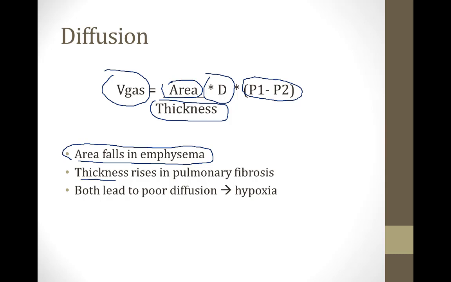The thickness rises in pulmonary fibrosis. So when you have fibrous tissue laid down, it makes the alveoli and the lungs very thick, and it's hard for gas to diffuse across those. So in both conditions, you get poor diffusion, and this causes hypoxia and elevated levels of carbon dioxide because you can't bring the oxygen into the body and you can't get the CO2 out.